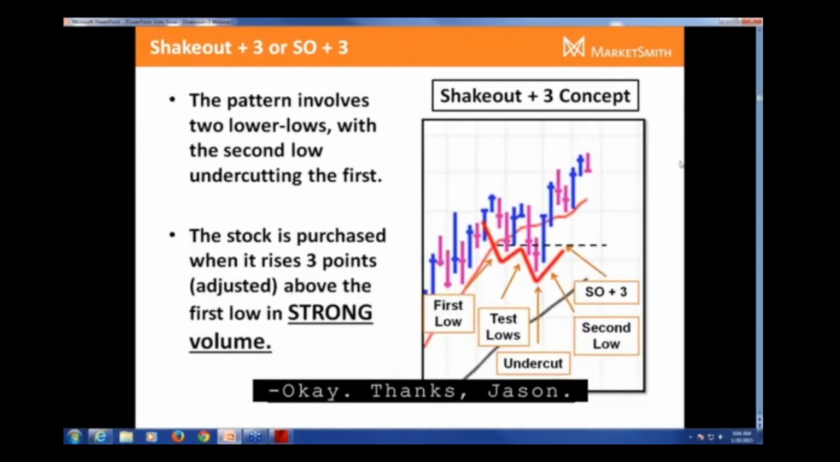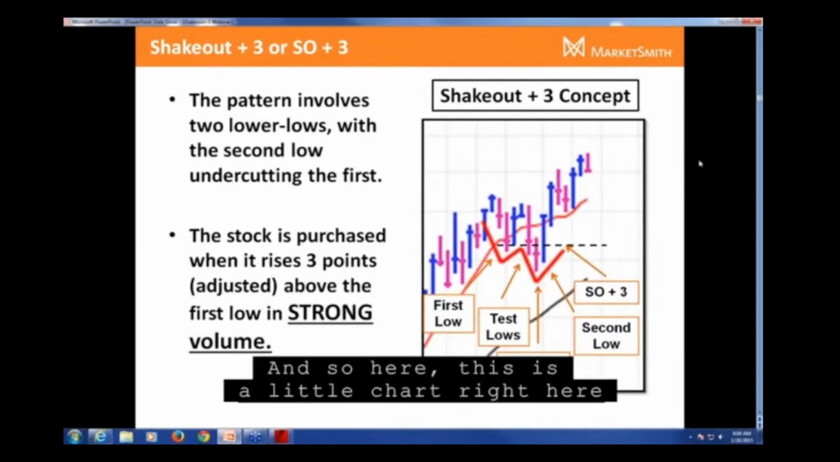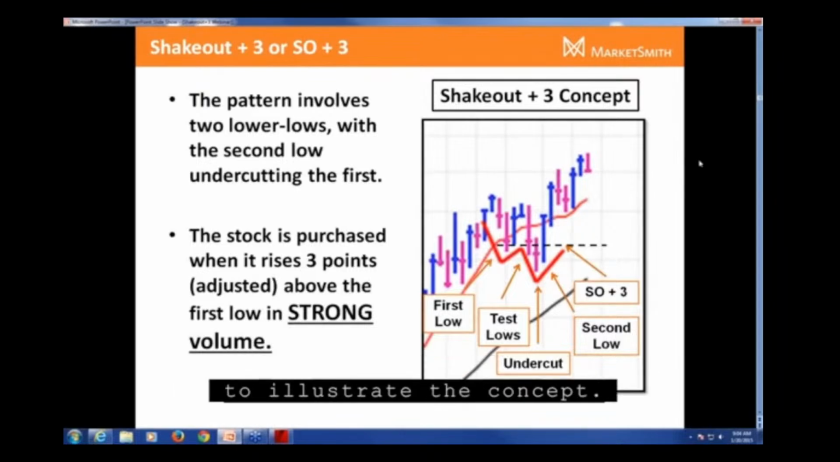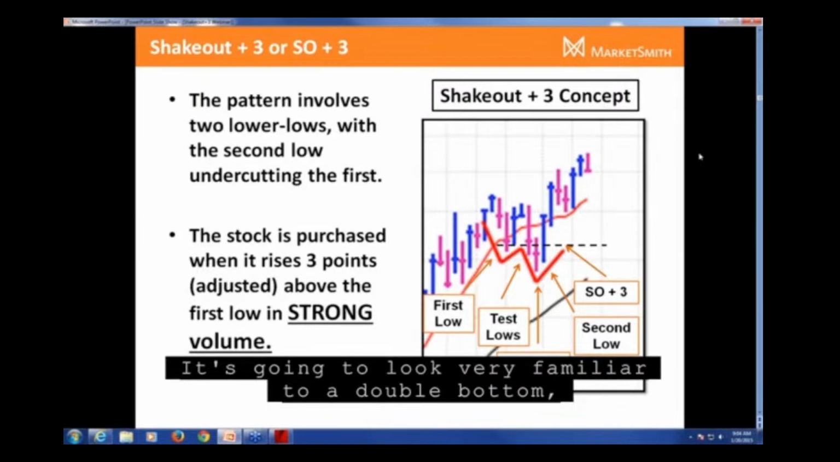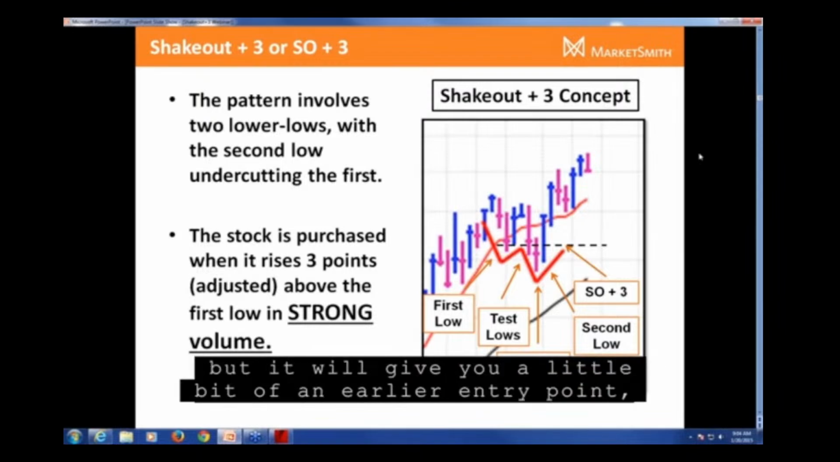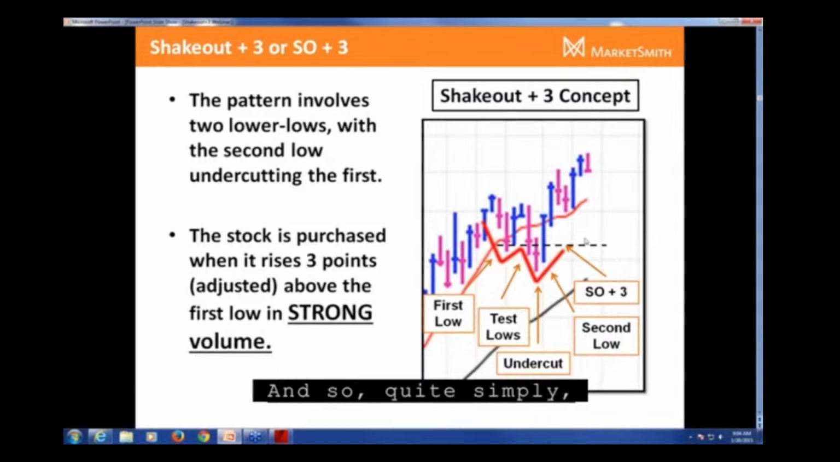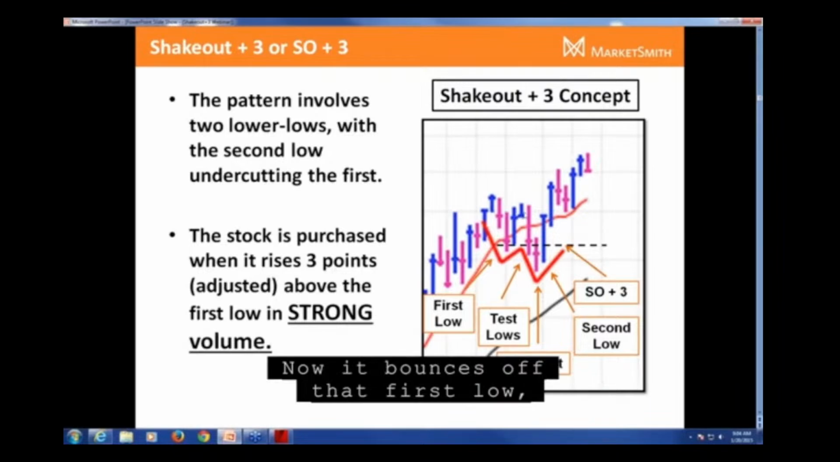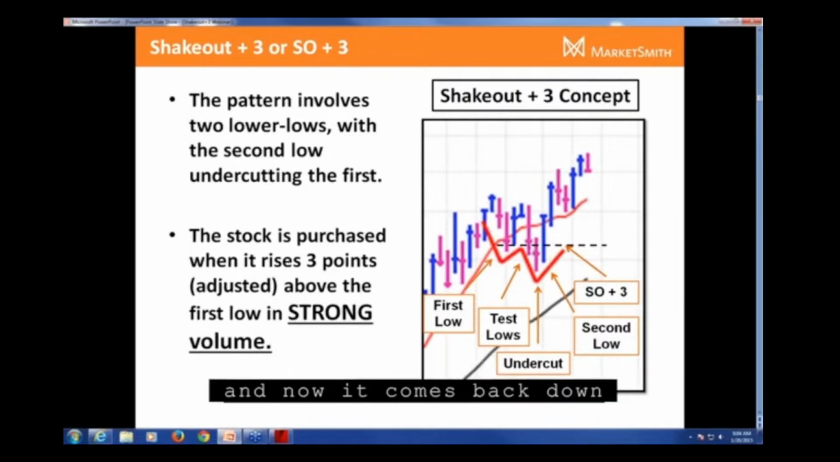Okay, thanks, Jason. So let's go further into this. Here is a little chart to illustrate the concept. It's going to look very familiar to a double bottom, but it will give you a little bit of an earlier entry point for the most part. Quite simply, just get this concept down. You're going to have a stock that's in a nice uptrend. It creates a first low. Now it bounces off that first low, and then it comes back down and tests that original low.